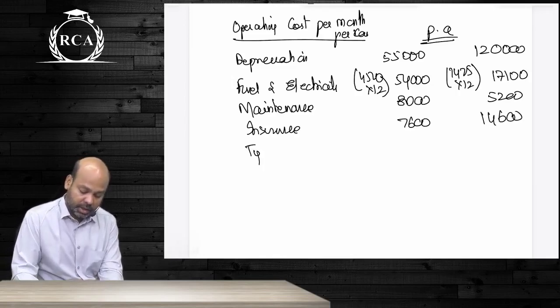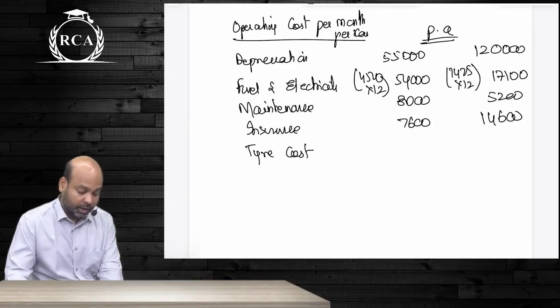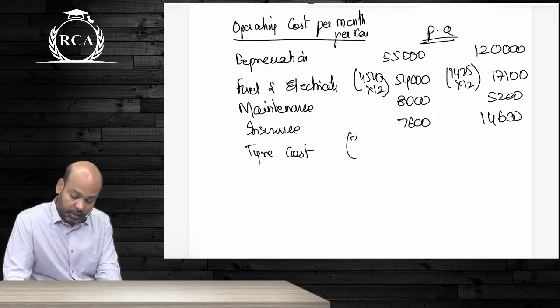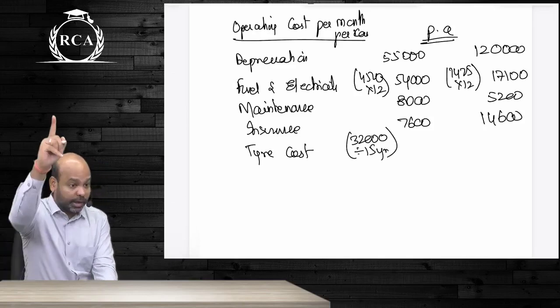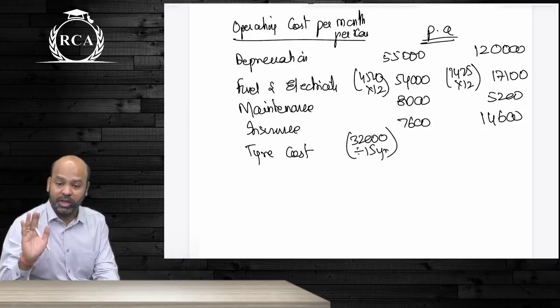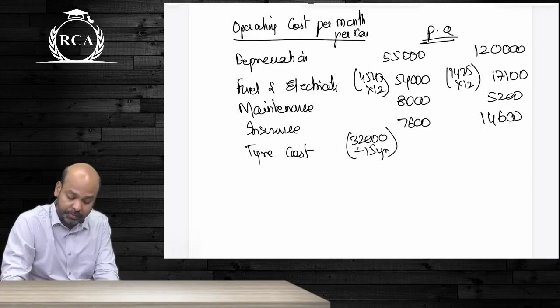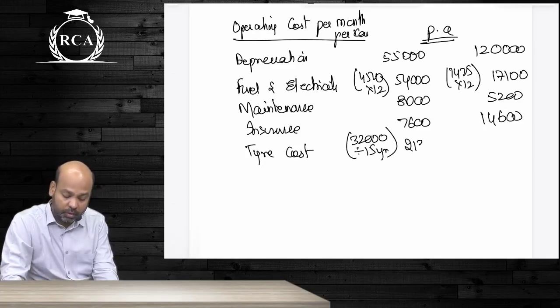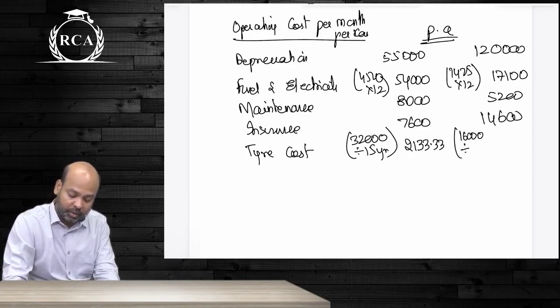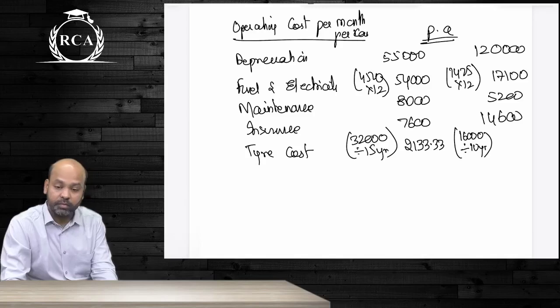Tire cost guys, what is the total tire cost in the first case? 32,000. Shouldn't I divide by 15 years? In a span of 15 years I'm incurring 32,000. Yes or no guys? How much will that be per annum? 2,133.33. Here in a span of 10 years I'm incurring only 16,000. 1600.